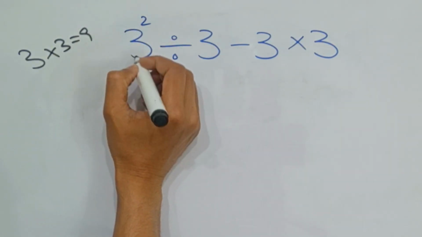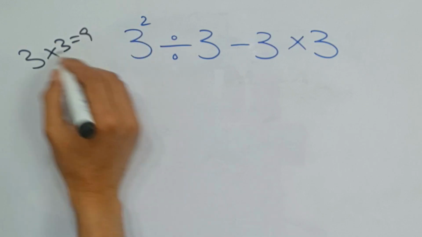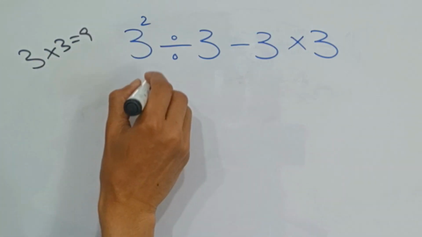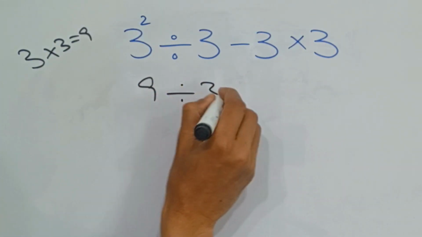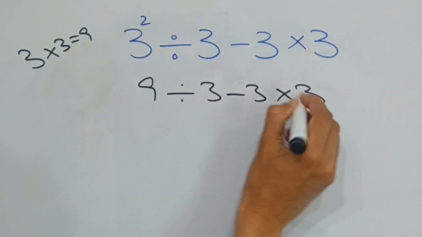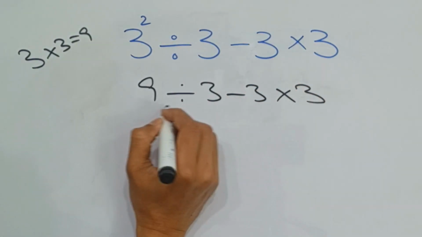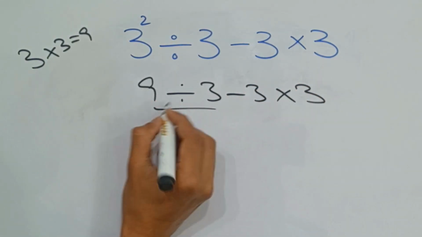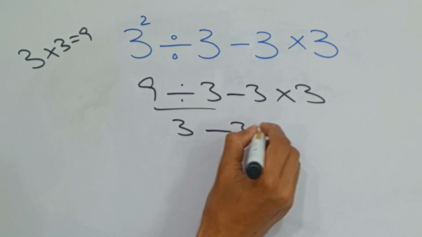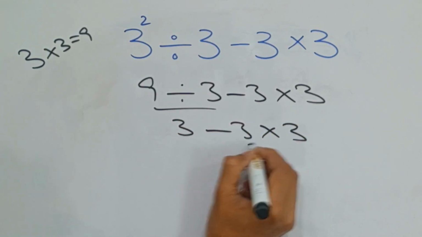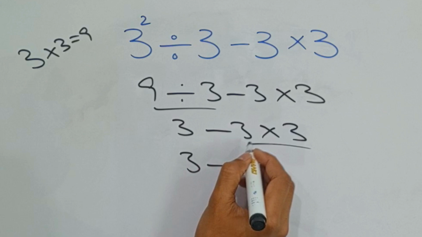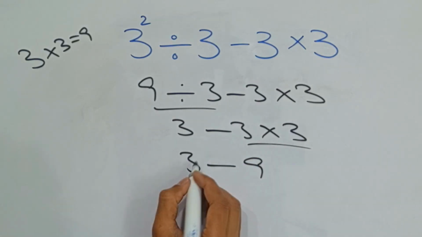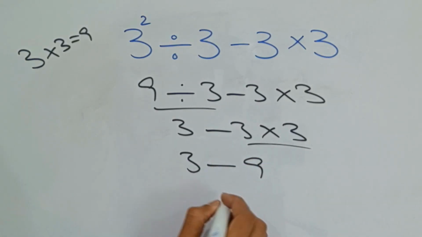So 3 squared equals 3 times 3 equals 9, right? Divided by 3 minus 3 times 3. Now divide. 9 divided by 3 equals 3 minus 3 times 3. Now multiply first. 3 times 3 equals 9, and now 3 minus 9 equals minus 6.